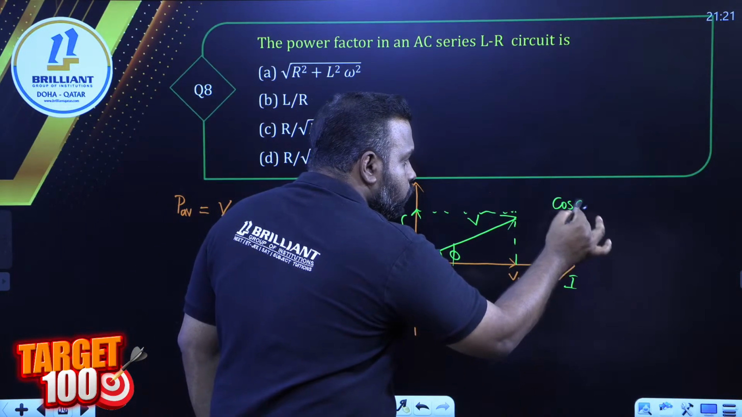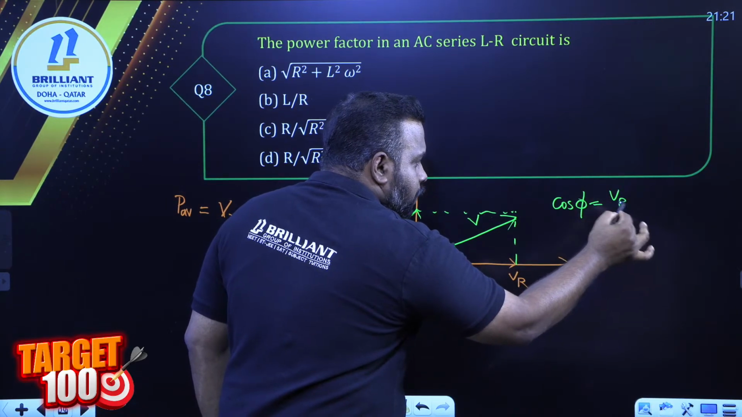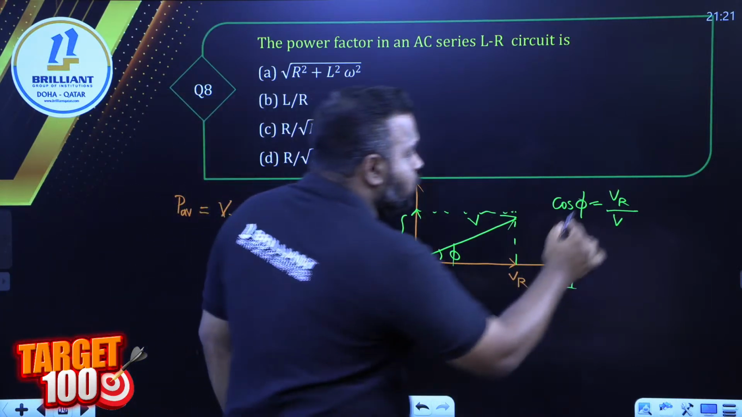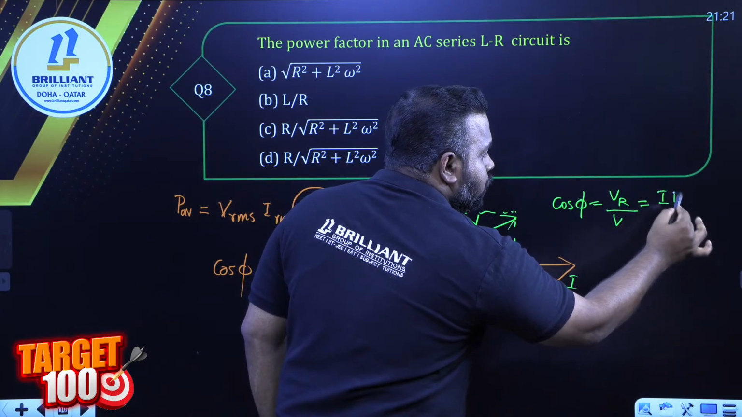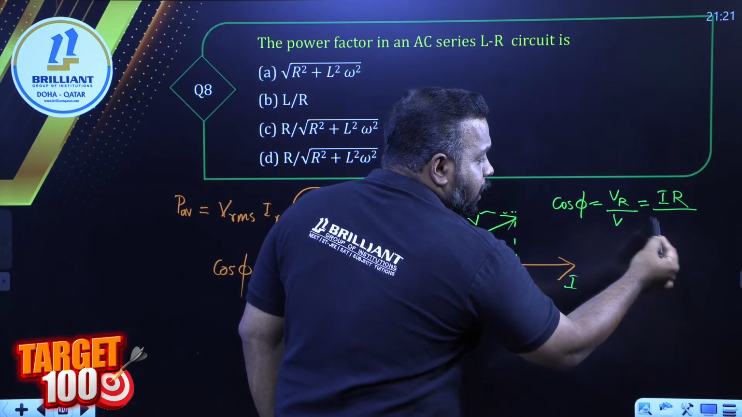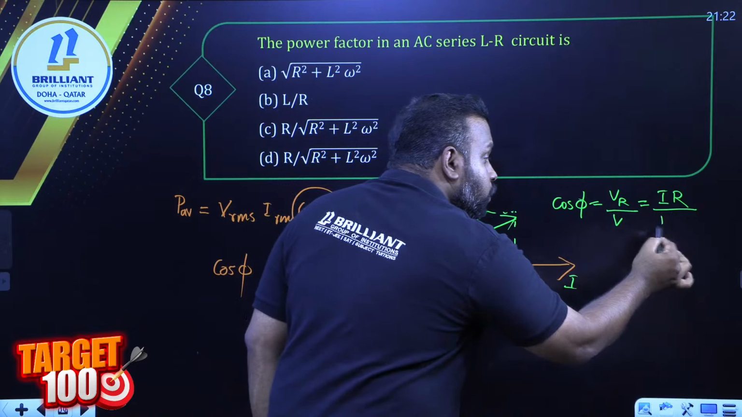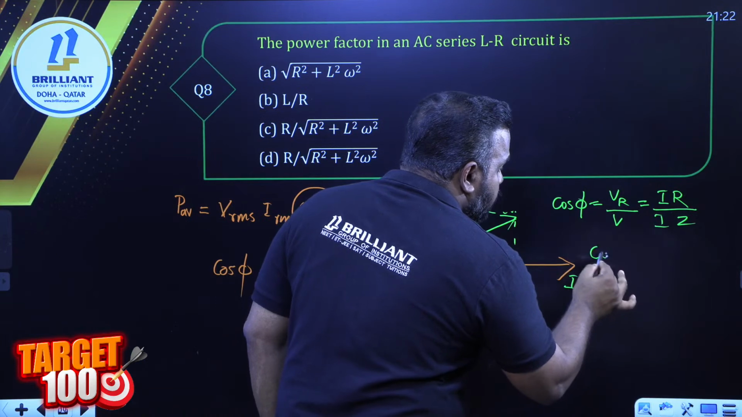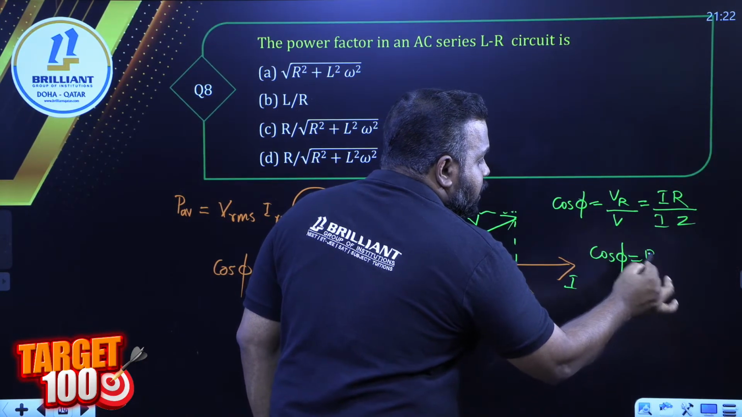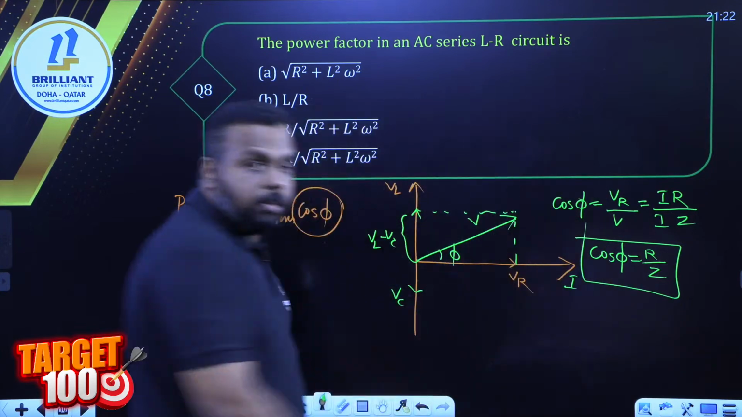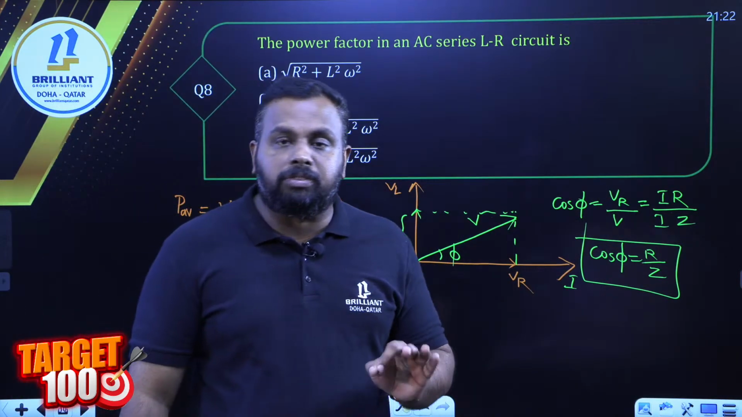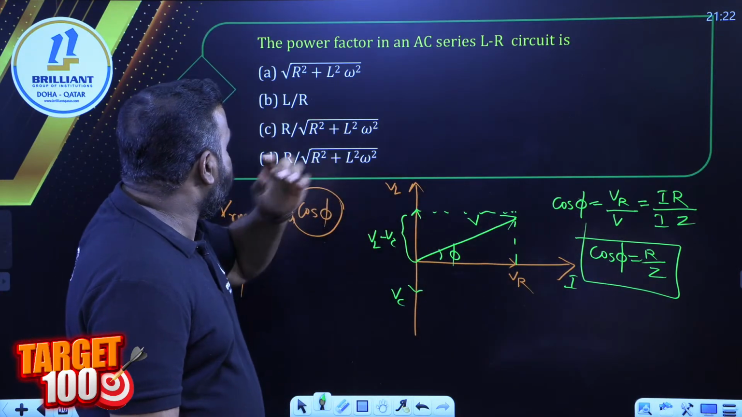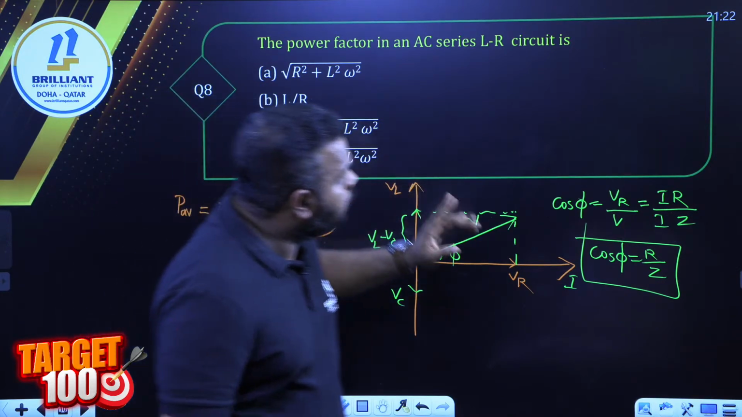So what can we write? Cos phi is equal to V_R, adjacent side, by hypotenuse, which is V. V is the resultant voltage. What is V_R? It is voltage across resistor. We can write it as I into R. What is V? Resultant voltage. Resultant voltage is current into impedance. So I will be cancelled. My dear students, please note this formula. R by Z. R by Z is an expression for what? Power factor of an AC circuit. R by Z.